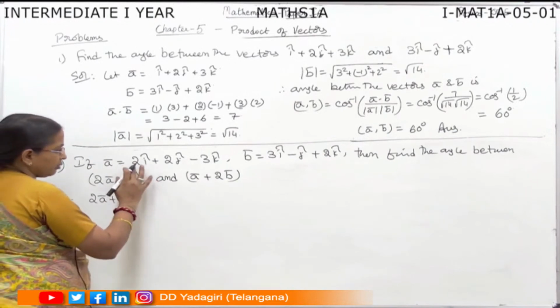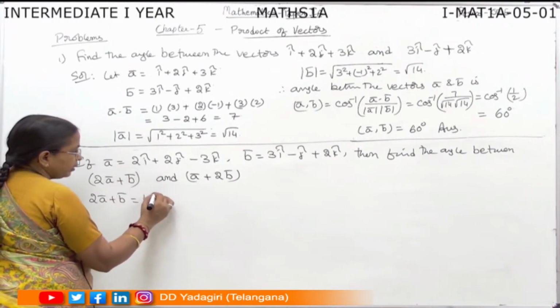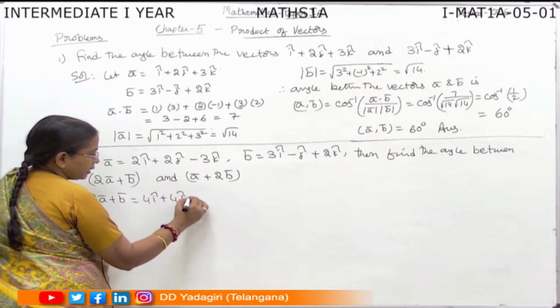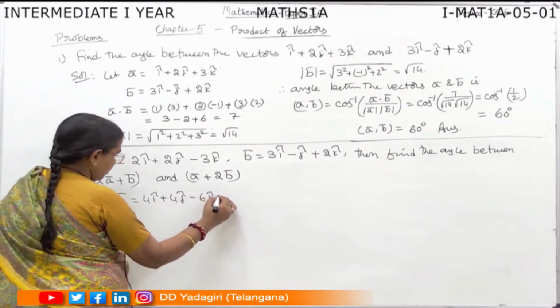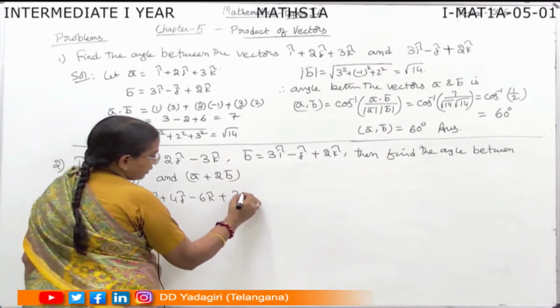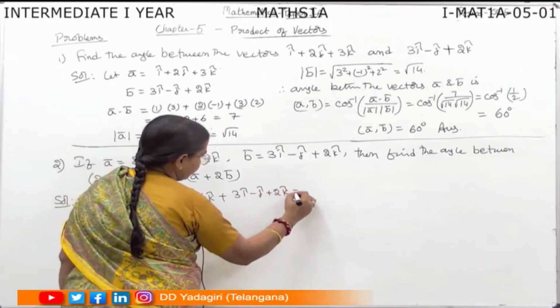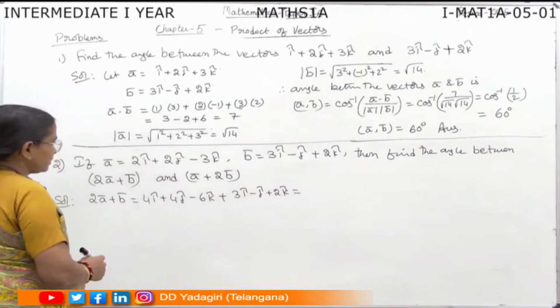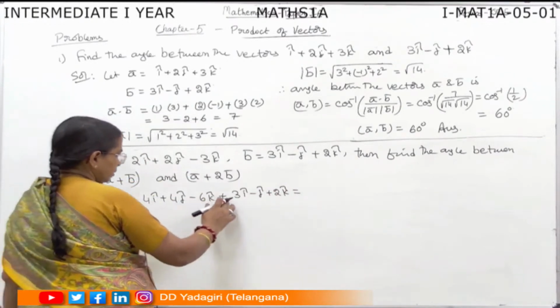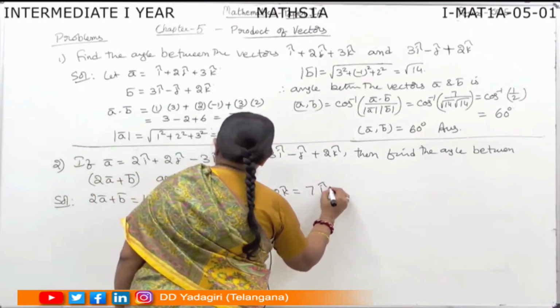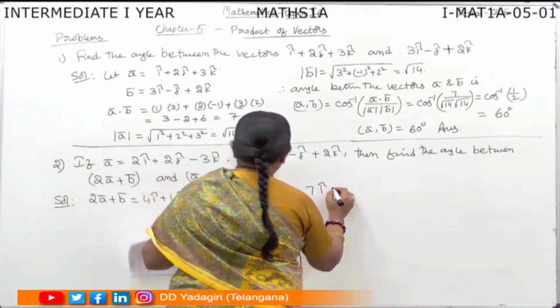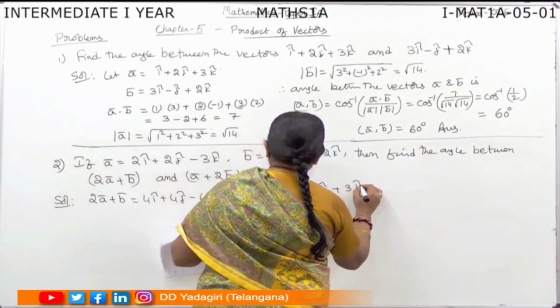What is 2A? 4i plus 4j minus 6k. Add the B vector, 3i minus j plus 2k. Now the procedure is the same. Just find 2A plus B. So that is 7i plus 3j minus 4k.